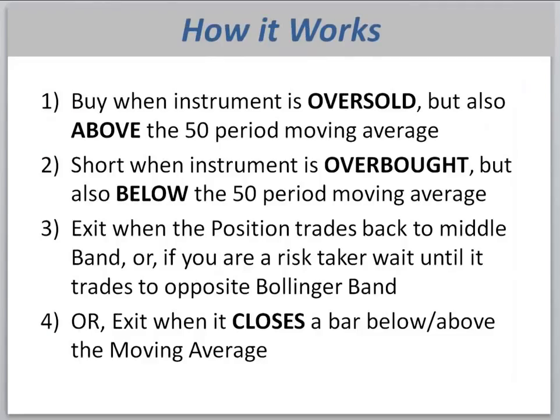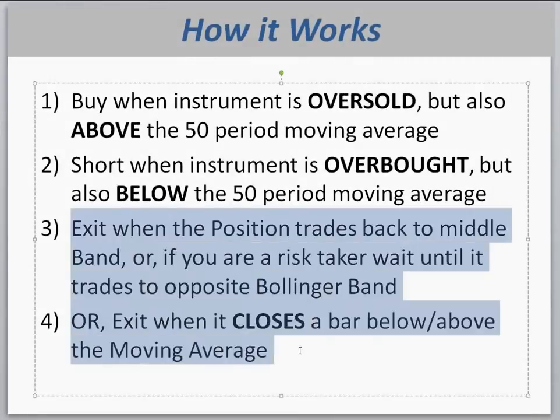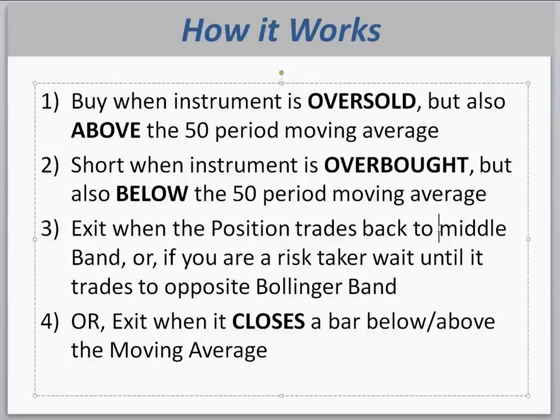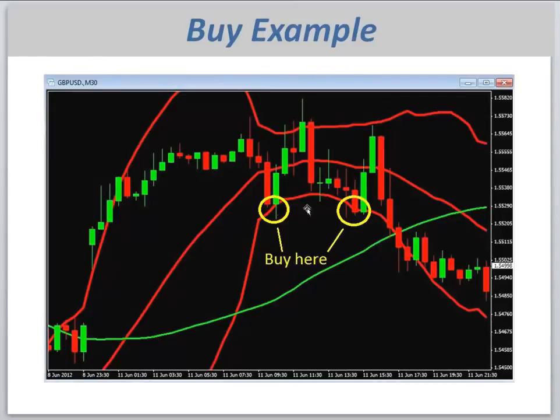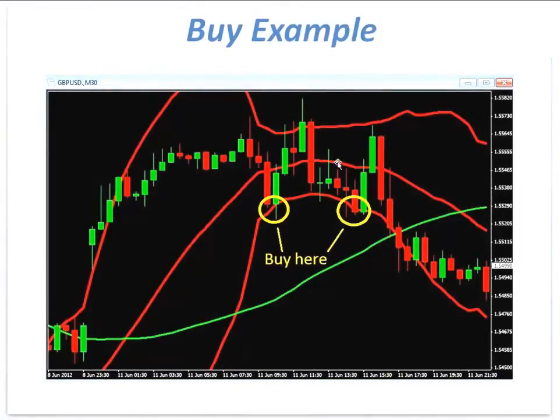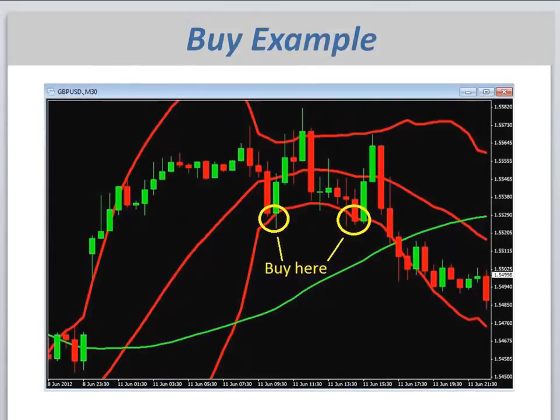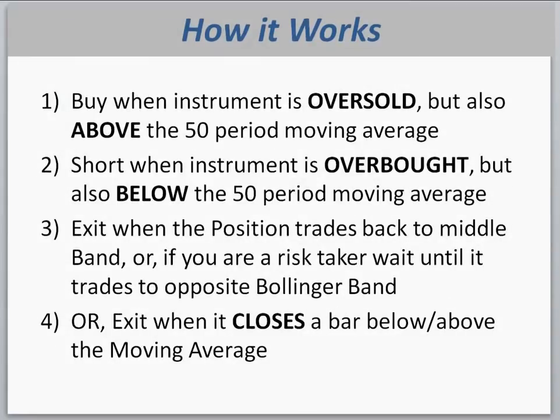Okay, so now we have our two: when to get out of a position. We just explained when to get into a position. Now the question is, when do we get out of the position? We're going to be exiting this position when the position trades back to the middle band, or if you're a riskier person, you can wait till it goes to the opposite Bollinger Band. So in our chart here, if we bought in these areas, we'd be either selling when it gets back up to the middle red line, or if you really like your position, you could wait until it gets to the overbought level. Maybe you could sell half over here, another half over here. So that's when we exit for a profit.